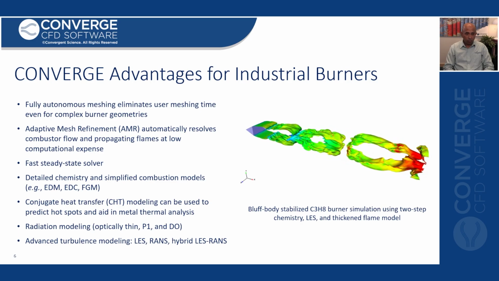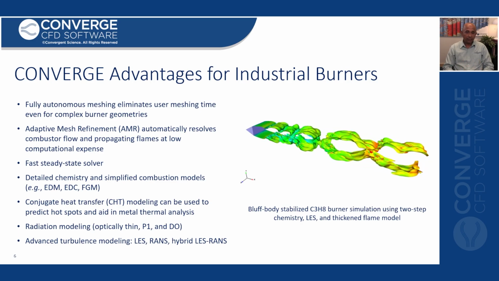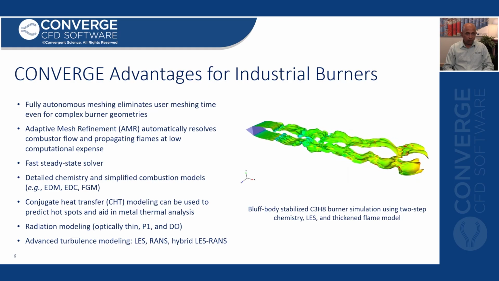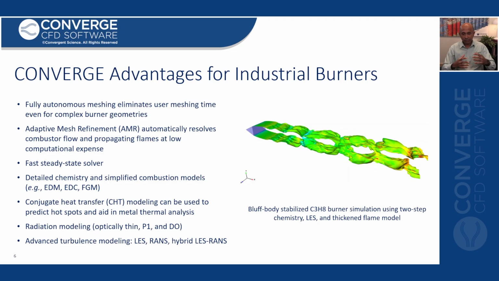Now let's talk more about Converge features that are advantageous for industrial burners. Fully autonomous meshing eliminates the user meshing time, even for complex burner geometry. Some of these geometries, the flame arrestors and the burner itself, could be large and pretty complex. Because of that, the fully autonomous meshing in Converge is really, really helpful. So you do not mesh at all. It's actually the code at runtime that draws the mesh.